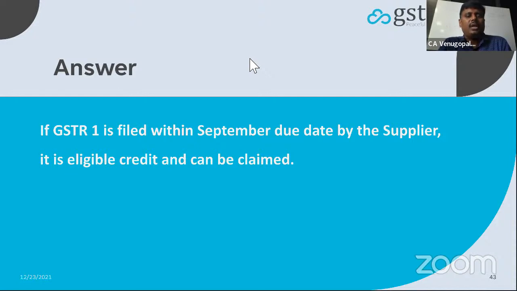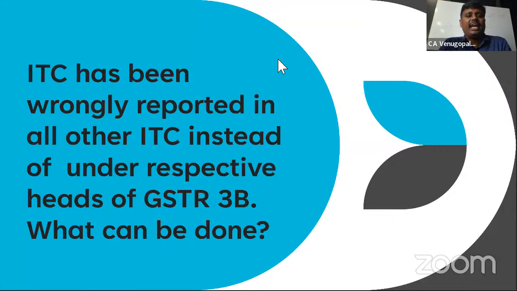All right. The next thing, which we have already discussed, is that I have made a wrong reporting under 3B. Import of goods reported as all other credit. RCM paid is also reported as all other credits. All these mismatches happened in 3B, I didn't know, my accountant did not know. I have to pay 100 rupees. I paid, but I paid and reported in a wrong head.